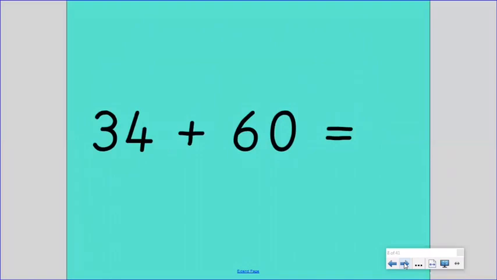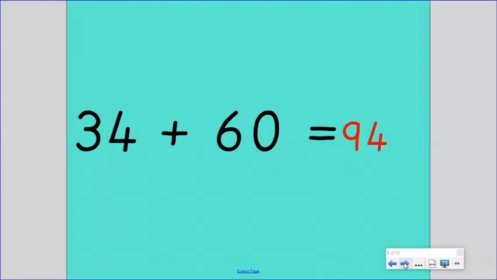34 plus 60. Ready? 34 plus 60 equals 94. We put 34 in our head, we put 6 on our fingers, but remember, it's a multiple of 10, and there are 6 tens in 60, so we're counting forward 6 tens, and that gets us to 94. Well done.